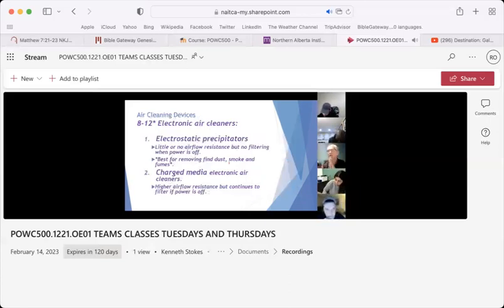And we're going to look a little closer at a couple kinds of electronic air cleaners. So this kind of evades a lot of students. Two distinct types. Electrostatic precipitators is one type of electronic air cleaner, and charged media is a whole different type. Some similarities. We use high voltages to attract dust and things to these filters, but there's some important differences.